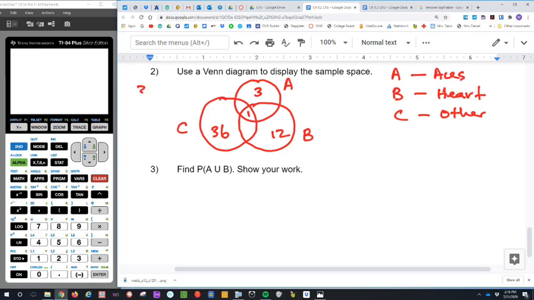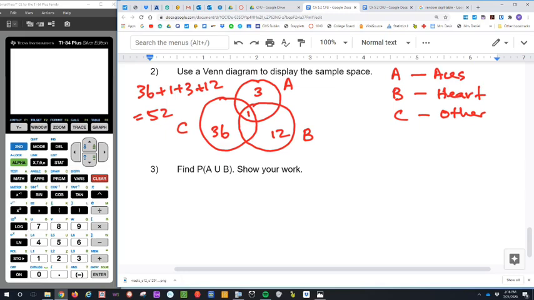Actually, if you do the math, if you take 36 plus 1 plus 3 plus 12, it adds up to 52. And that is why the event in C, named other, is right there. So 36 is outside the two, not overlapped by circle A and circle B, by event A and event B.